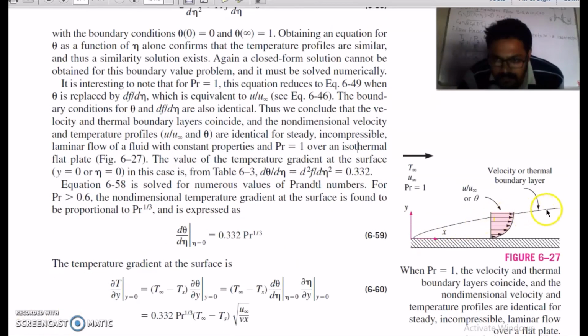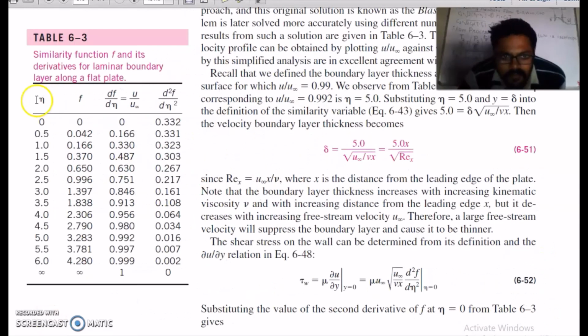So this is the velocity or thermal boundary layer, both of them coincide with each other for Prandtl number 1. For an isothermal flat plate in laminar flow, the value of the temperature gradient at the surface, when y is 0 or eta is 0, can be solved from the table. We know when y is 0, this value is a function of y. So when y is 0, this is also 0. At 0 value, the value corresponding to this is 0.332.